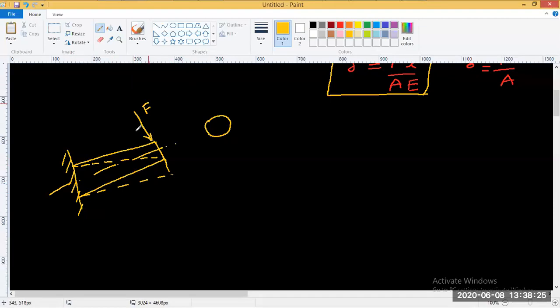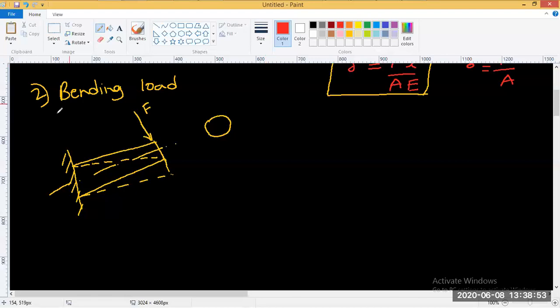So what word did I use? I used the word bend, right? So the second word I'm using here is bending load. Bending load is just that you are applying a force and it is being bent. While bending, two things occur. So what are those two things?